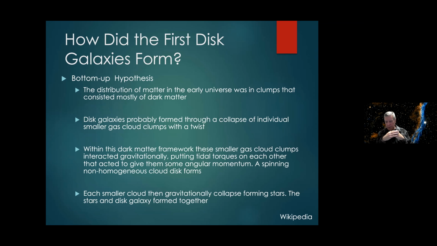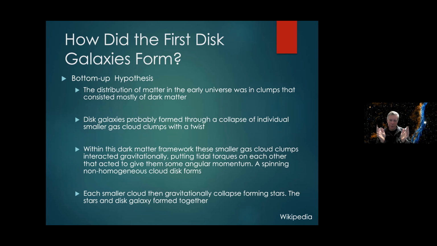We see these disk galaxies very flat when we see galaxies on edge. So at this point we have a spinning non-homogeneous cloud, a disk forms, and then each of the smaller clouds within this disk gravitationally collapse, forming stars. Now the idea here is that this is kind of a one-stop shop, where the stars and the disk galaxy are kind of forming together. And so again, this is just extrapolating from empirical data.